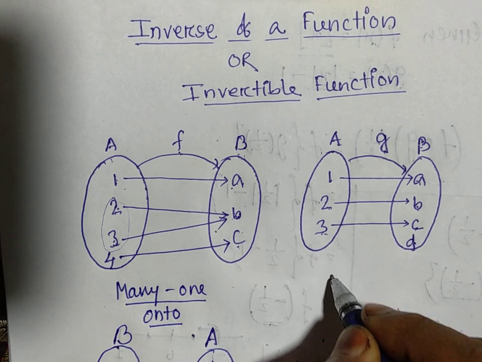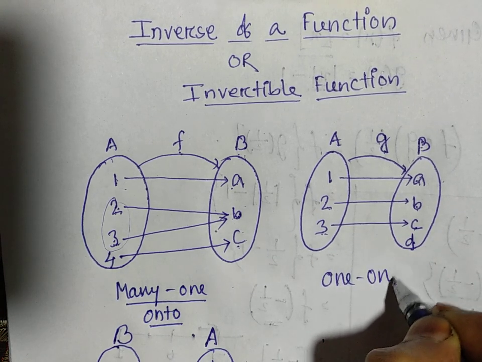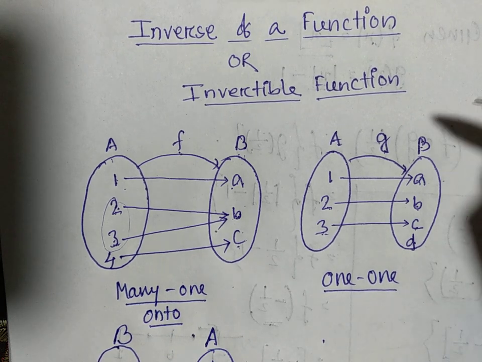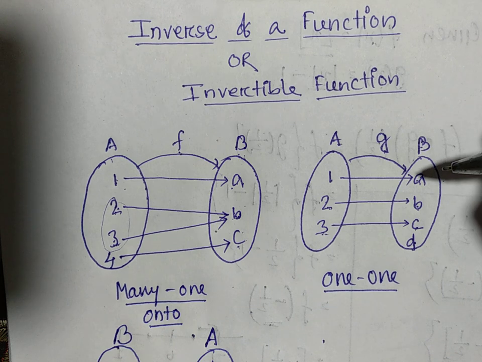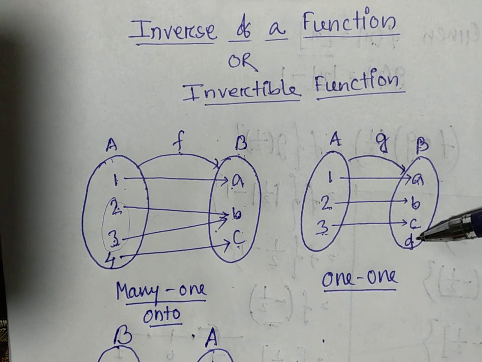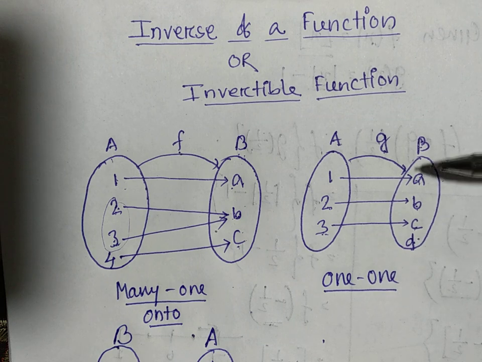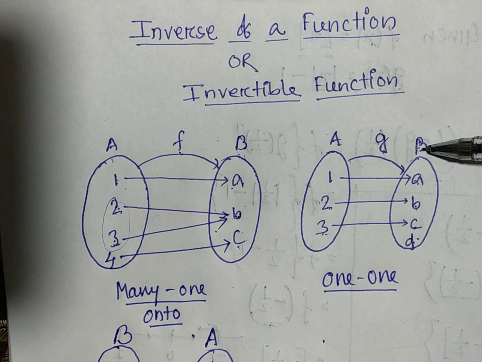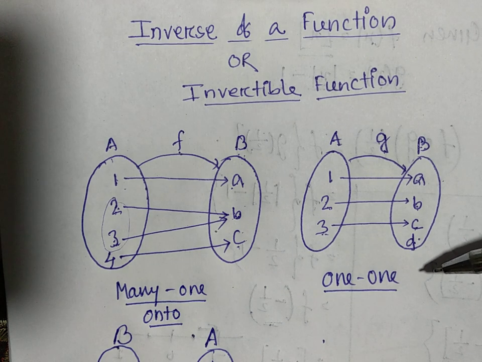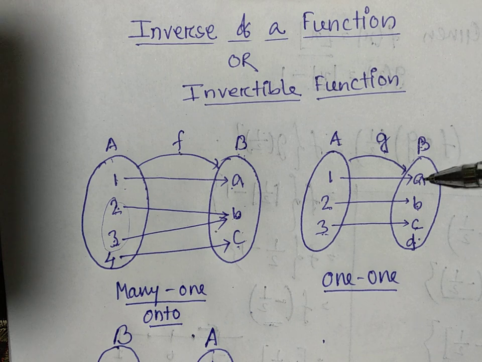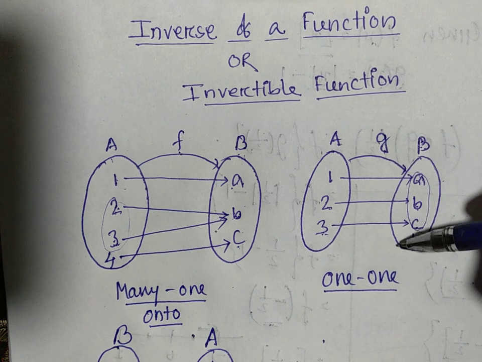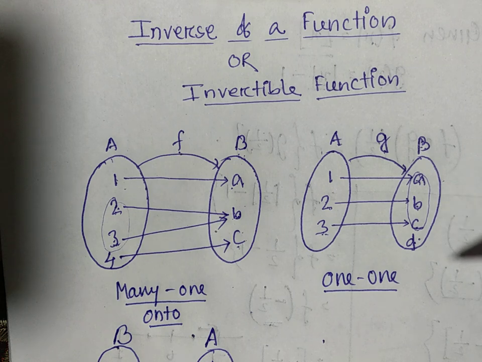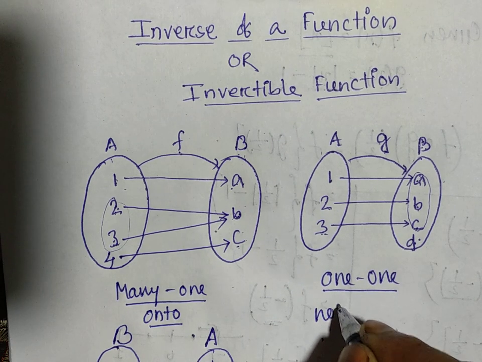So we can say that this function is one-one. Is it onto? We know that to be onto, all the elements of the second set should be related. But from the observation, we have come to know that d is that element of the second set which is not related to any element of the first set. What is the codomain set? B. What are the codomain elements? a, b, c, d. What is the range? a, b, c. Are they same? Range is equal to a, b, c. Codomain is equal to a, b, c, d. Here range is not equal to codomain, therefore the function is not onto.